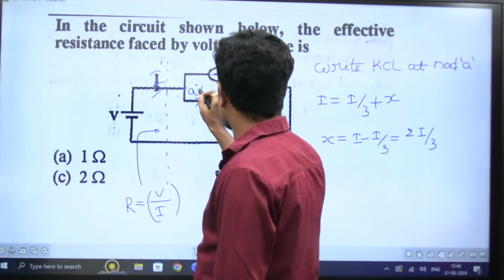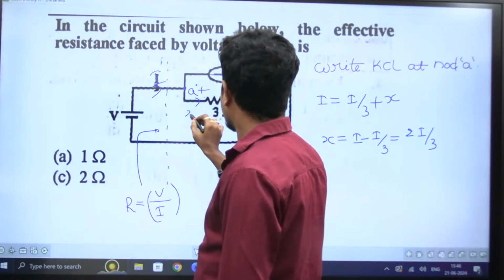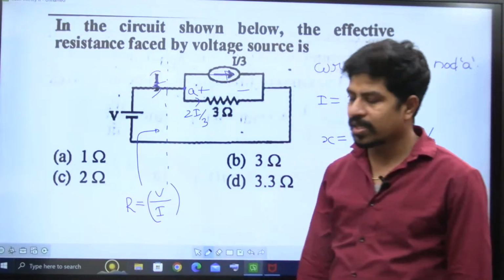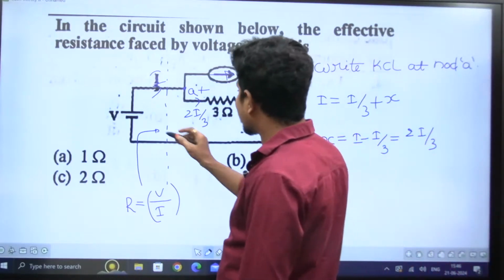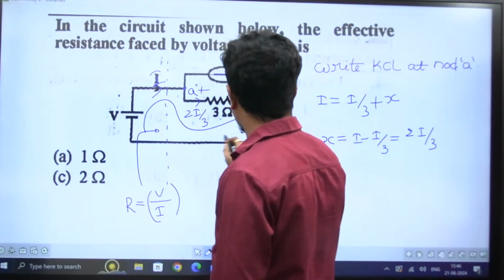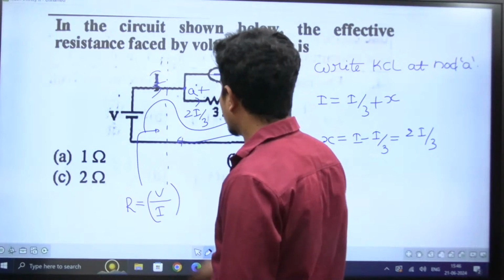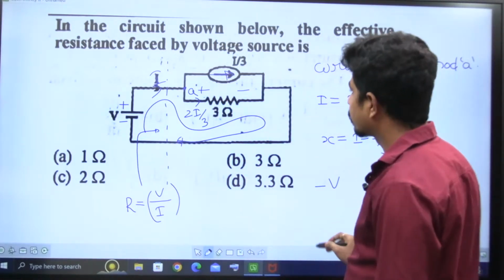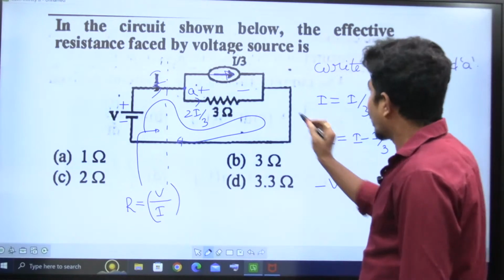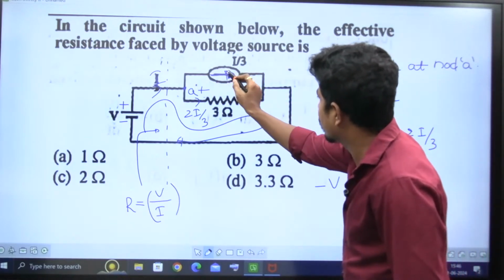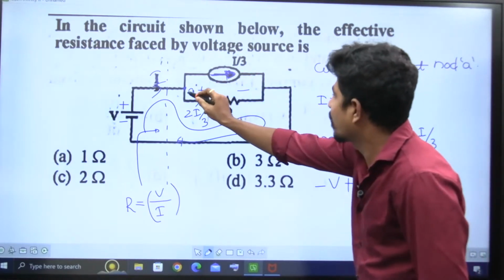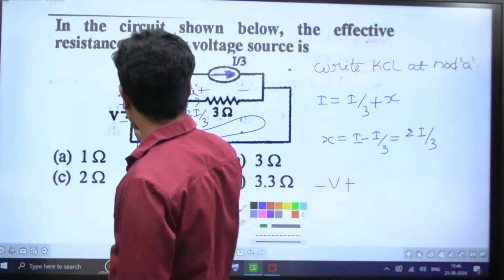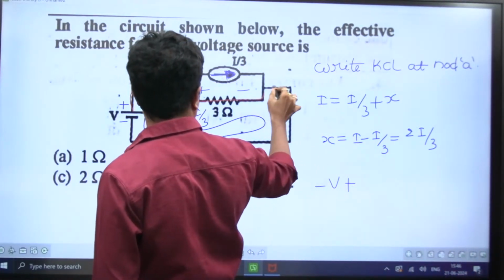This will be plus and this will be minus, because current entering the terminal is taken as positive. Now, let us write KVL for this loop. A loop means a closed path. I'm writing minus V plus. I'm not writing for this one because I don't know the voltage here. This is my closed path.